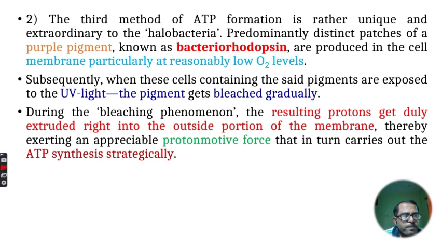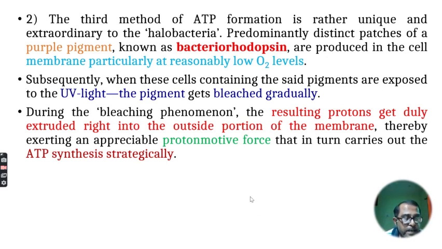And when this bacterial rhodopsin pigment is exposed to the UV light, it shows bleaching or fluorescence. And this bleaching phenomenon is used to generate the proton motive force, which results in the synthesis of ATP molecules in this bacteria.